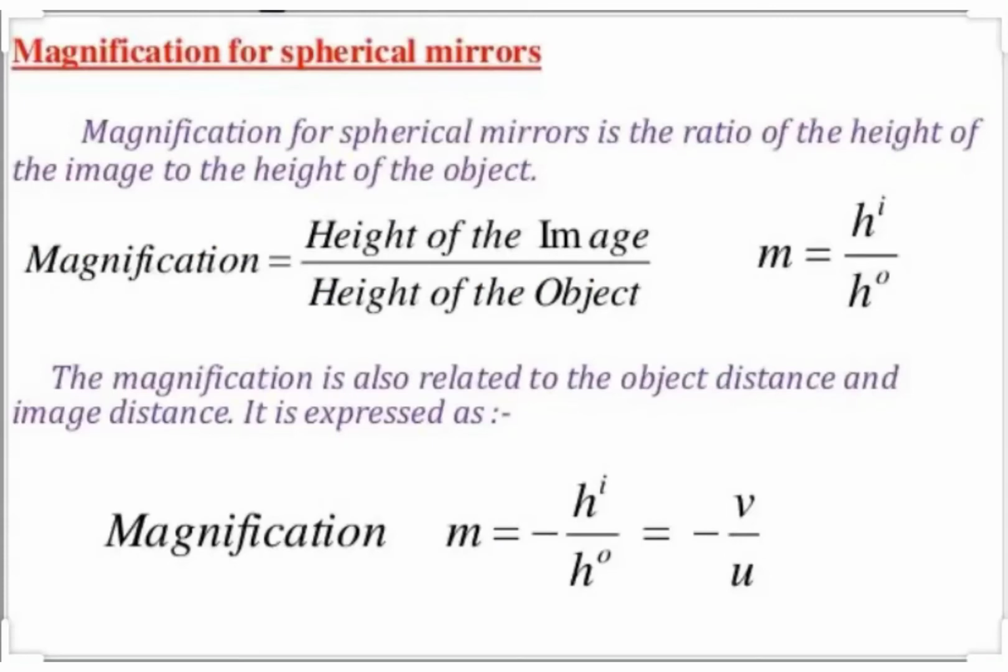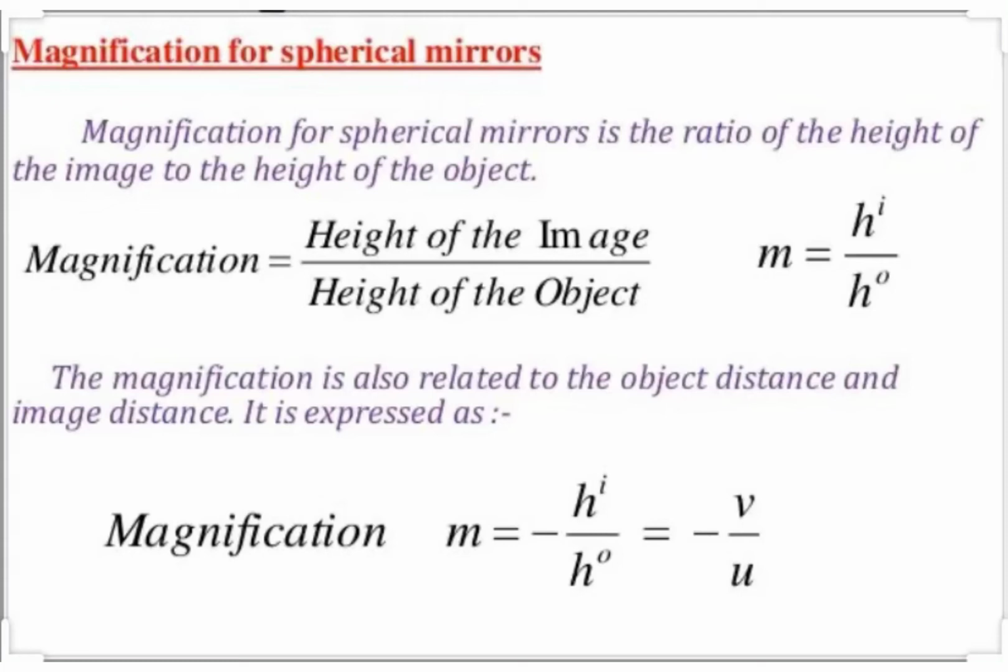Now our next topic is magnification for spherical mirrors. First of all, what is magnification? Magnification for spherical mirrors is the ratio of height of image to height of object. So we can say that magnification gives us the height of image as compared to height of object. So its formula is magnification m is equal to height of image upon height of object, that is h_i upon h_o, which can also be written as h dash upon h, where h dash is height of image and h is height of object.